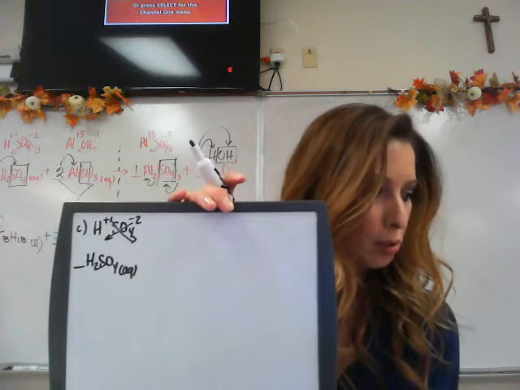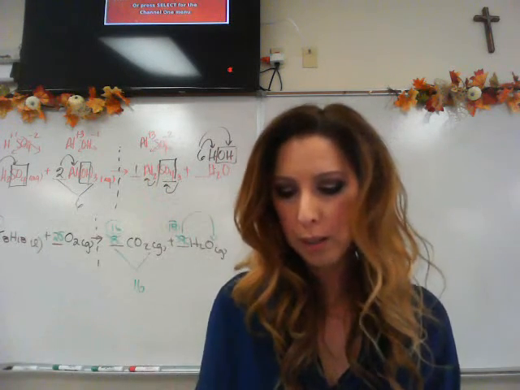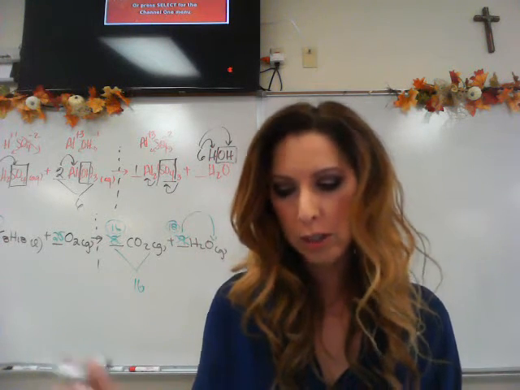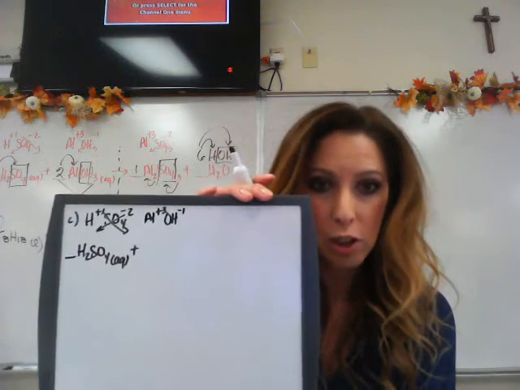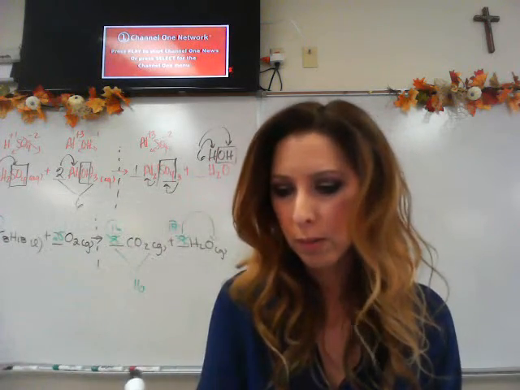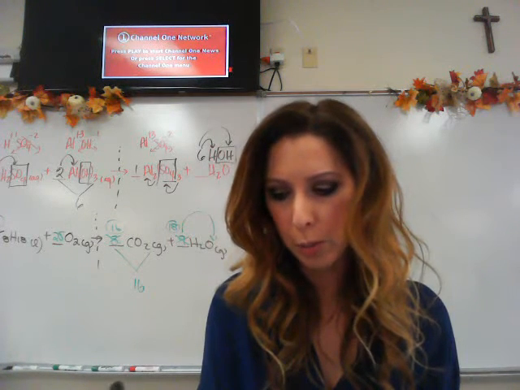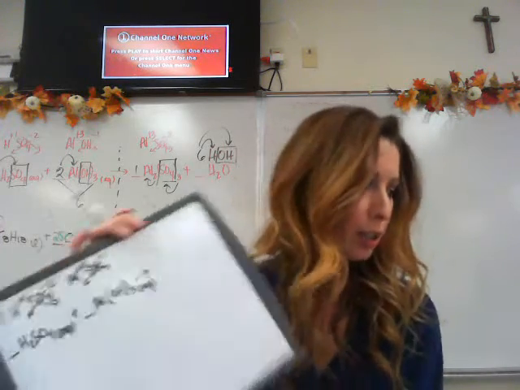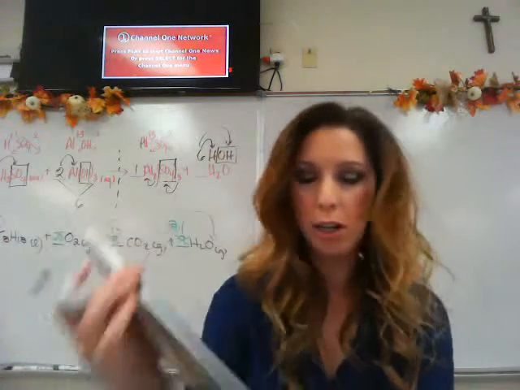Sulfuric acid in a solution of aluminum hydroxide. So we're going to put plus, and then aluminum is Al 3+. Hydroxide is OH 1−. We have to cross the charges. You're going to end up with Al(OH)3. Since this is a solution, you have to put aq after it. You're forming aluminum sulfate and water.